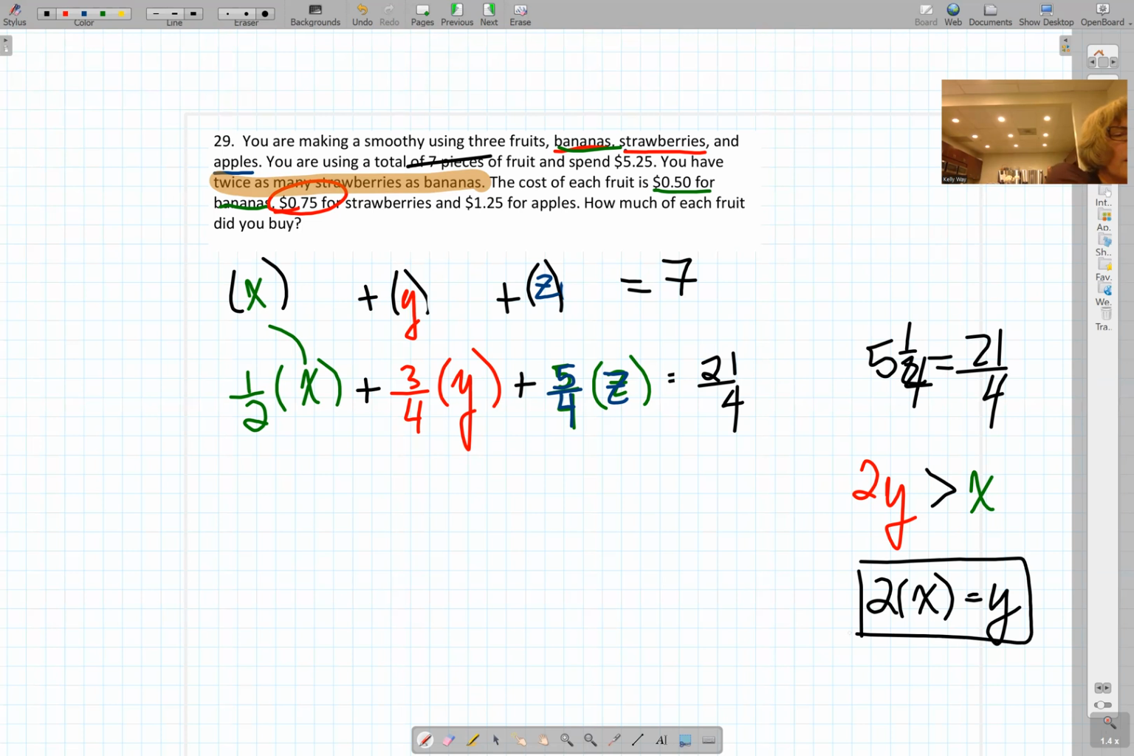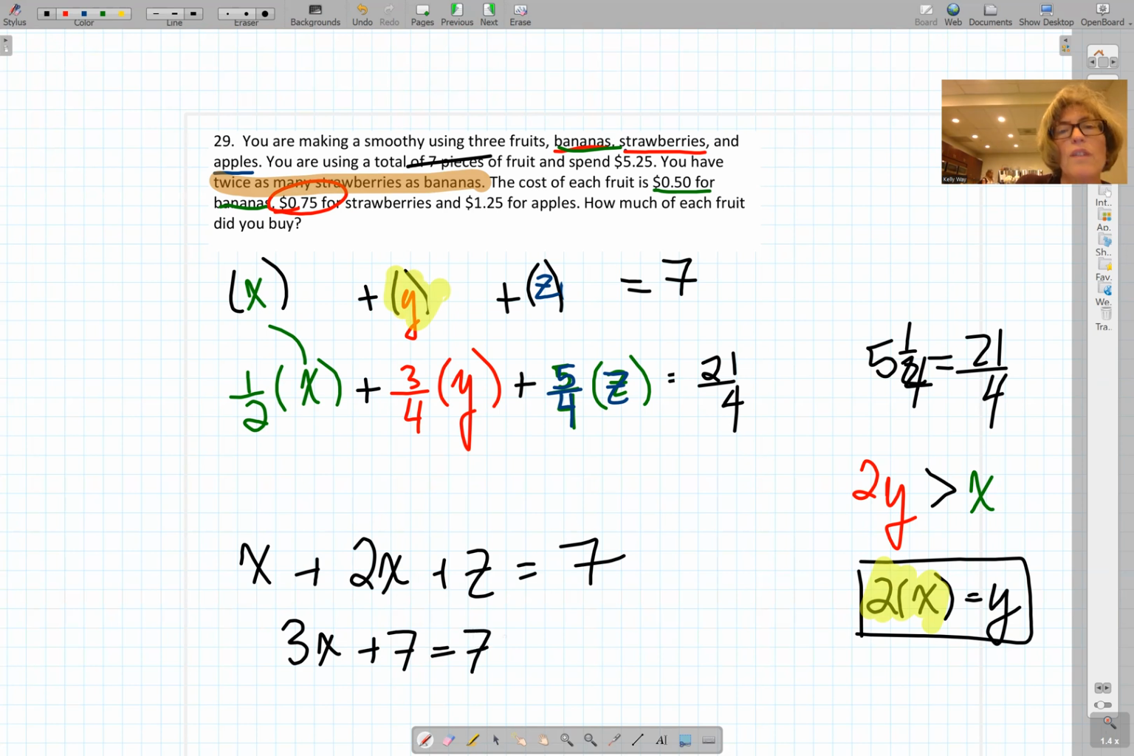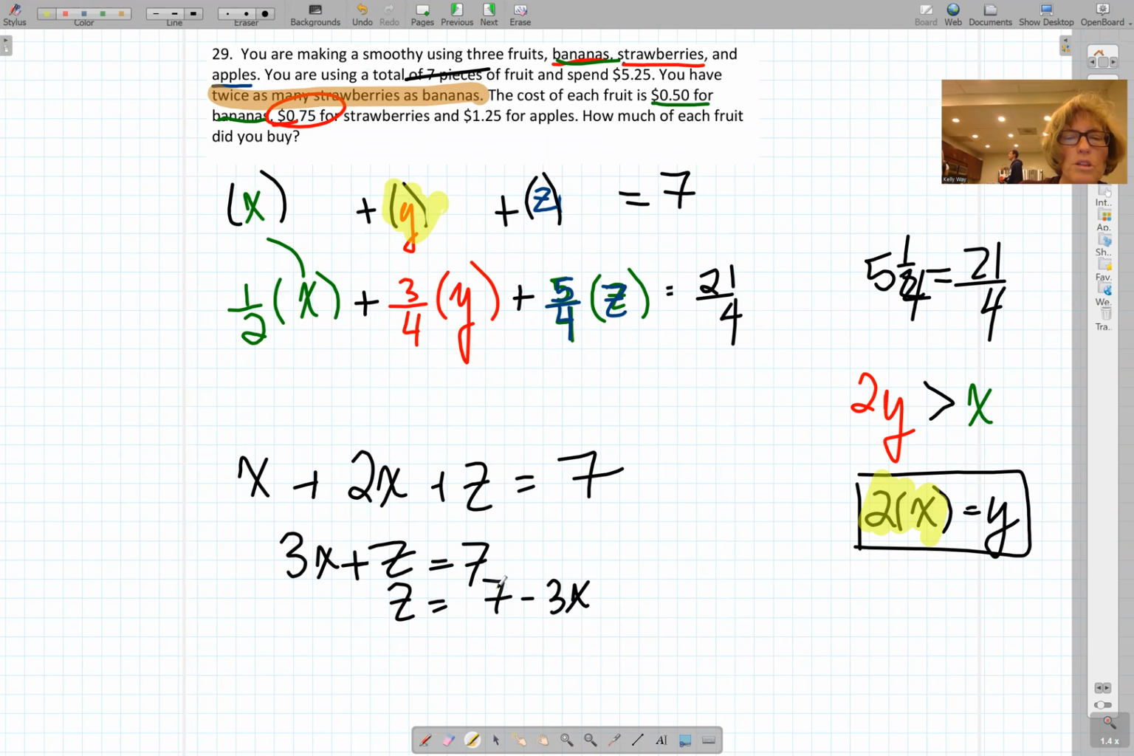So step 1 is that I'm going to isolate, take this little piece of information. And since it is a value of Y, I'm going to put it right here. So I have X plus 2X plus Z equals 7. So 3X plus Z equals 7. This right here should be Z. And so therefore the value of Z is going to be 7 minus 3x. Just keep that in mind.